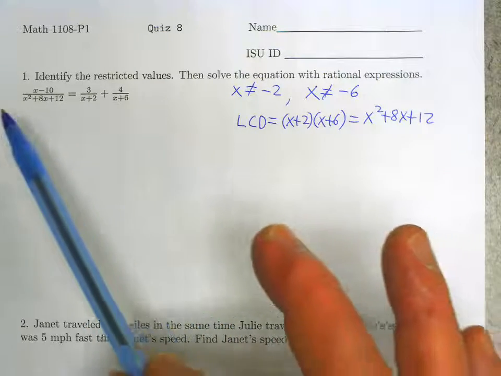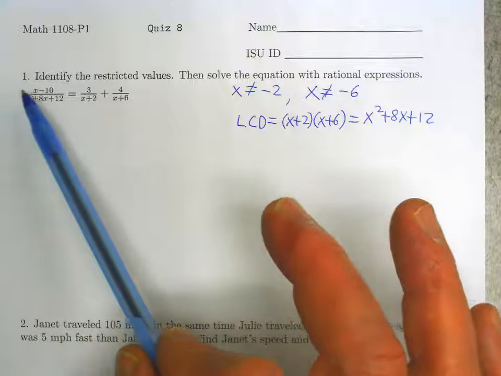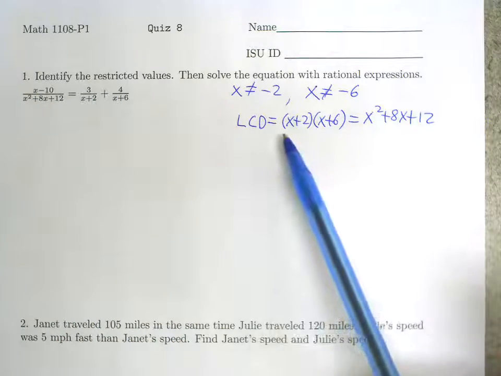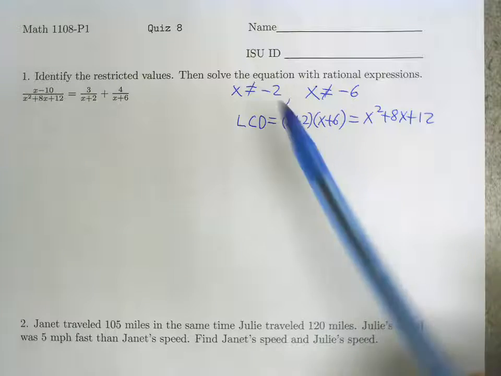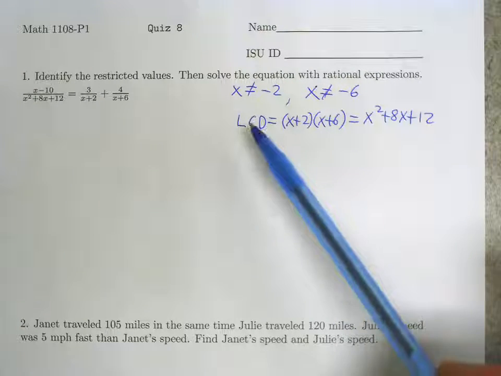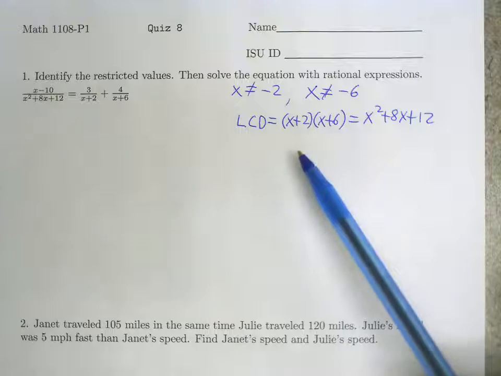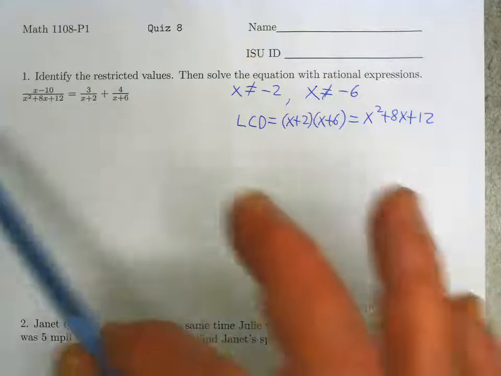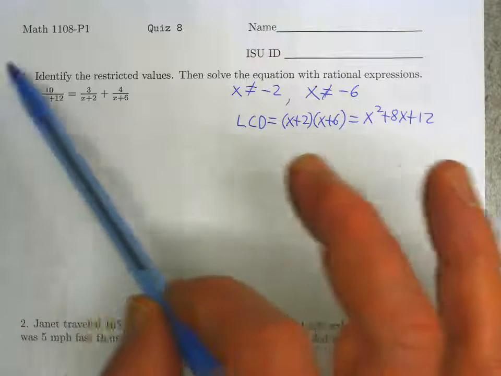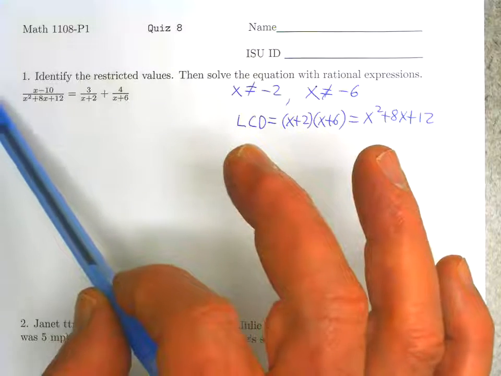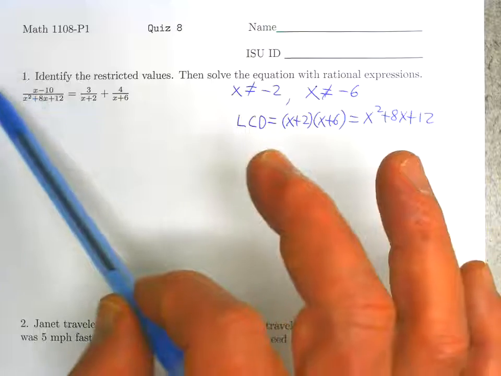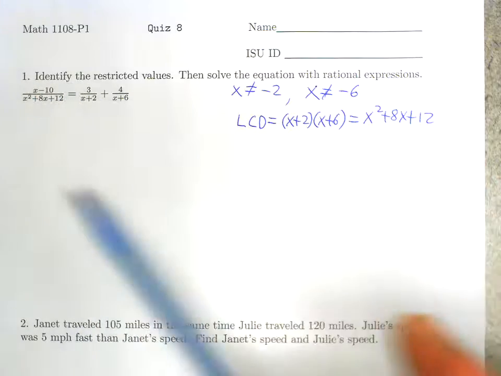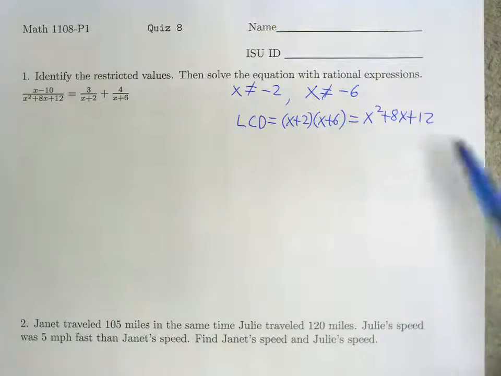So we're going to multiply each term on both sides of the equation by the least common denominator. It's called the least common denominator, but when we use it, it's going to be in the numerator. We're going to write the least common denominator in the numerator and multiply each of those three terms on both sides by the least common denominator.